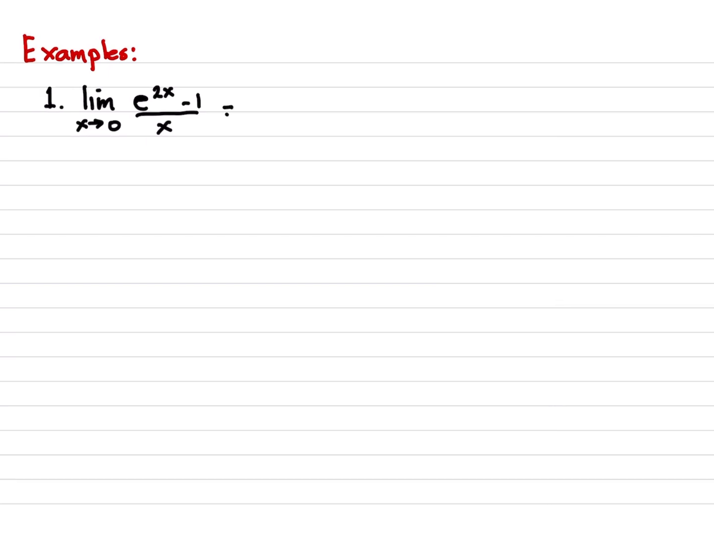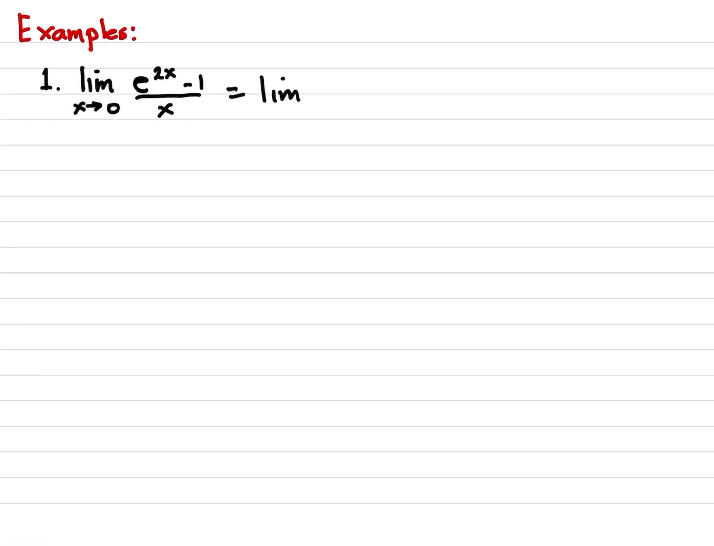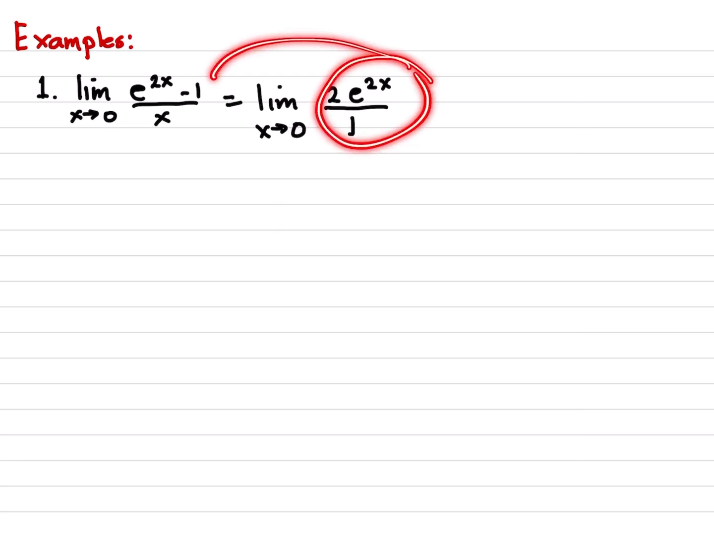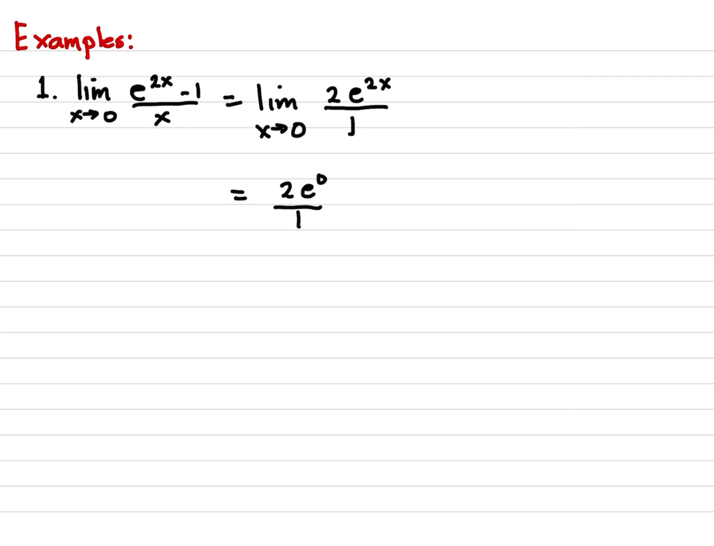So to apply the L'Hopital rule, we take the derivative of the numerator. So this one gives the limit of 2e raised to 2x over the derivative of x, which is 1, as x approaches 0. So this is now simpler than the previous because its denominator is no longer 0 but 1. So now we can evaluate 2 times e raised to 2 times 0, that's e raised to 0, over 1, which when simplified is equal to 2.